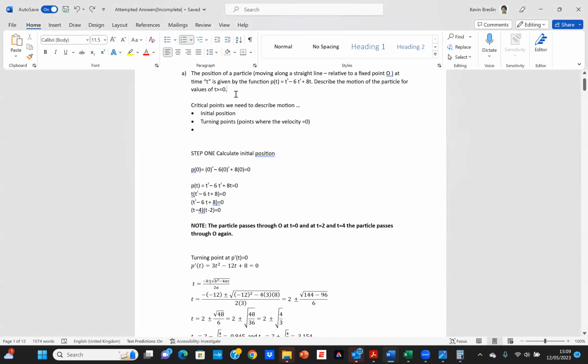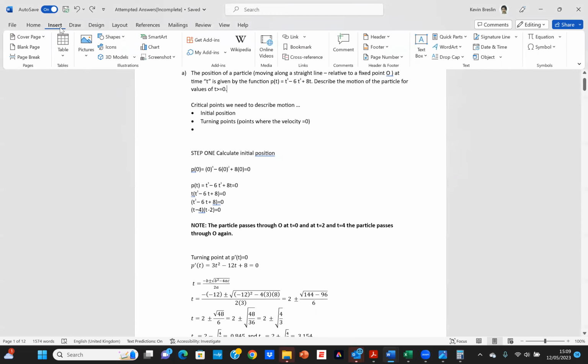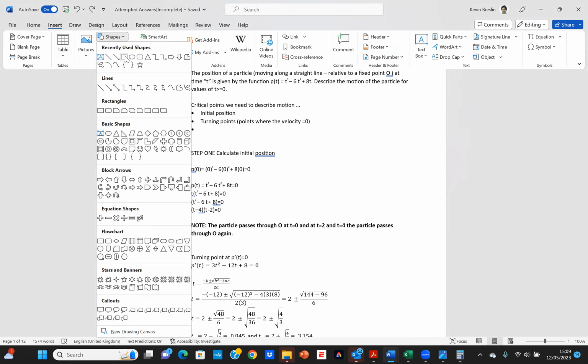So this one talks about a particle going along a straight line relative to the fixed point O. We model this as, so this will be a cubic polynomial, and generally, I can probably draw a diagram to demonstrate what these look like.